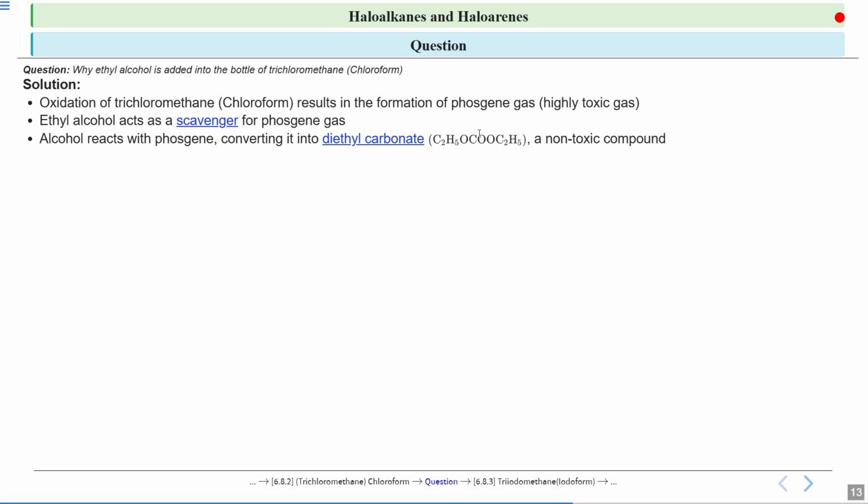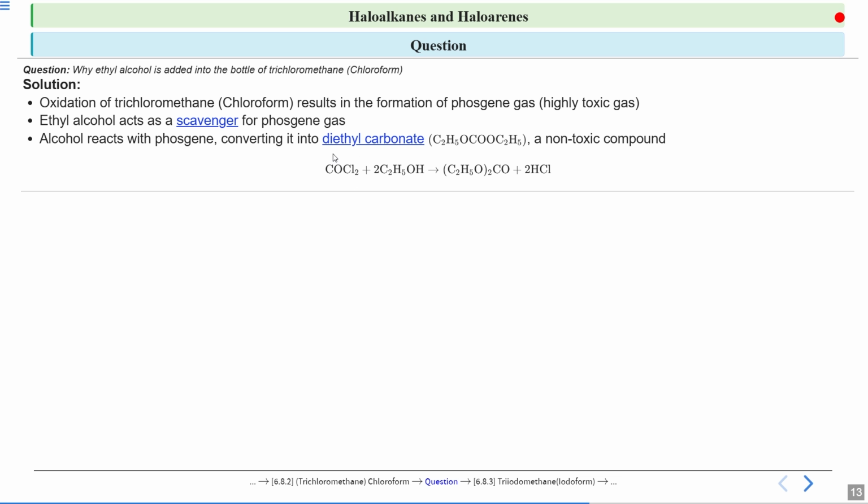Its formula is C2H5O CO OC2H5, or (C2H5O)2CO, right? And this diethyl carbonate is a non-toxic compound. So that's why we add ethyl alcohol into the bottle of chloroform, so that if in any case phosgene gas forms, the ethyl alcohol reacts with it, converts it directly into diethyl carbonate, and changes its nature from a highly toxic gas to a non-toxic compound.